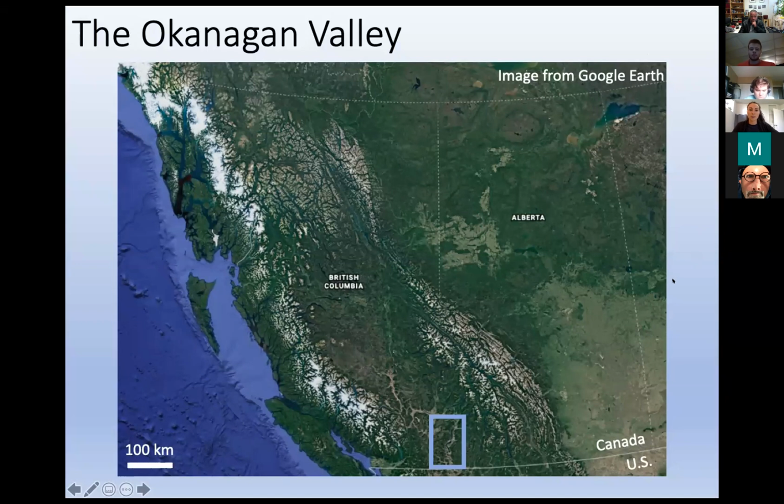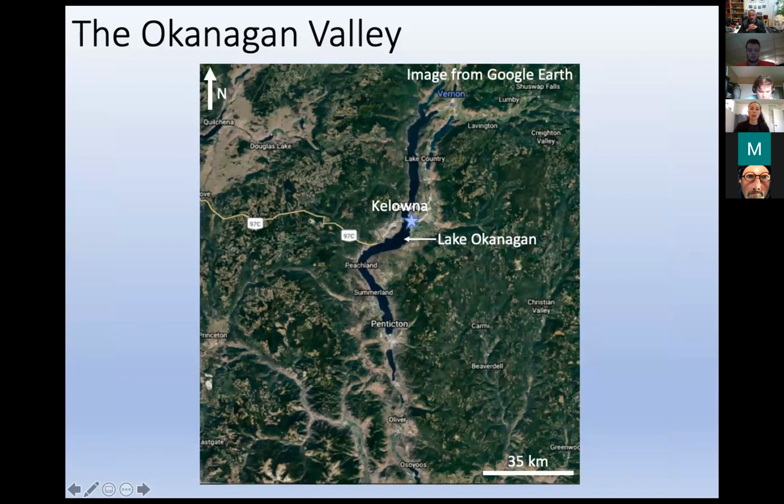As I'm sure many of you know, the Okanagan Valley is a fairly elongated valley in southern British Columbia in Canada, near the Canada-US border. Zooming in a little bit, the Okanagan Valley has Lake Okanagan, which is a long and narrow lake that winds through the valley. The biggest city in the valley is Kelowna, and there are also some smaller ones, Vernon, Penticton, places like that.